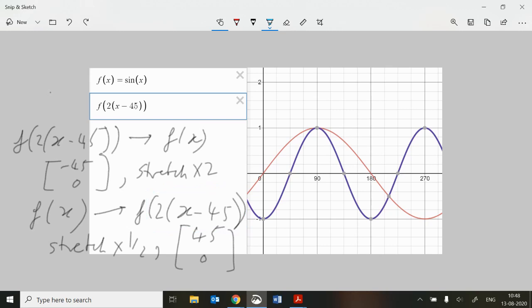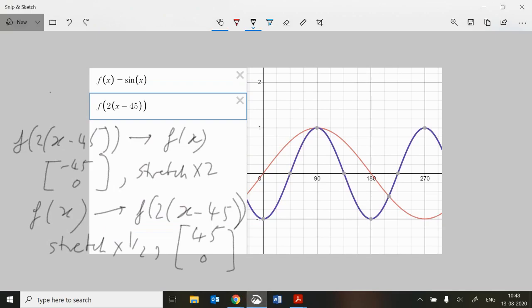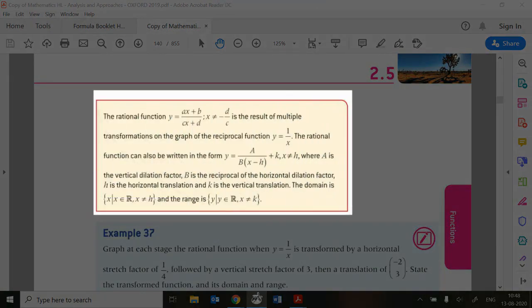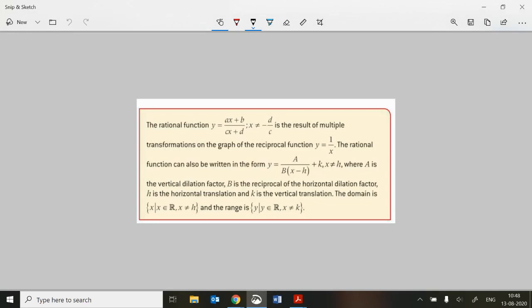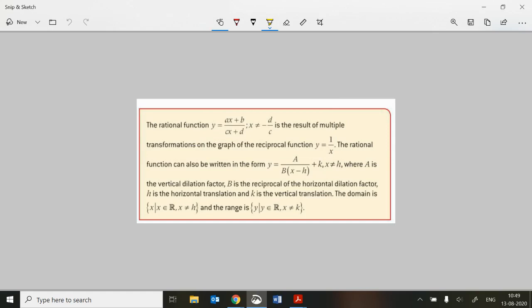So that takes us back then to this question, I think we're on, or the note. Let's just deal with this again, because we're really unpacking a lot of what is in this original expression here. And what I'm unpacking here is this. It says where A is a vertical dilation factor, B is the reciprocal of the horizontal dilation factor, H is the horizontal translation, and K is the vertical translation. I find that's really difficult to read through, and that's why I'm trying to unpack this.